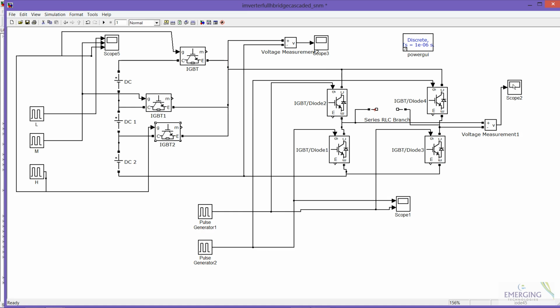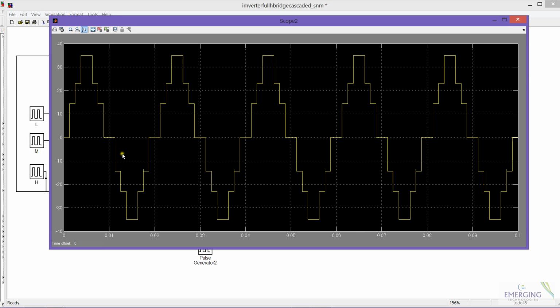Then see the scope. You can see the step by step waveform, which reduces the overall harmonics.